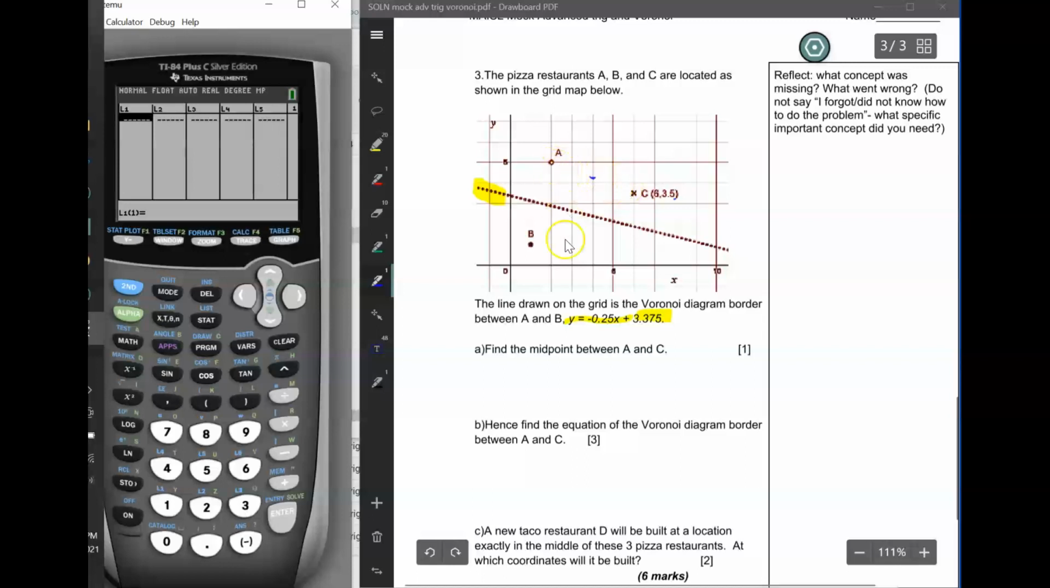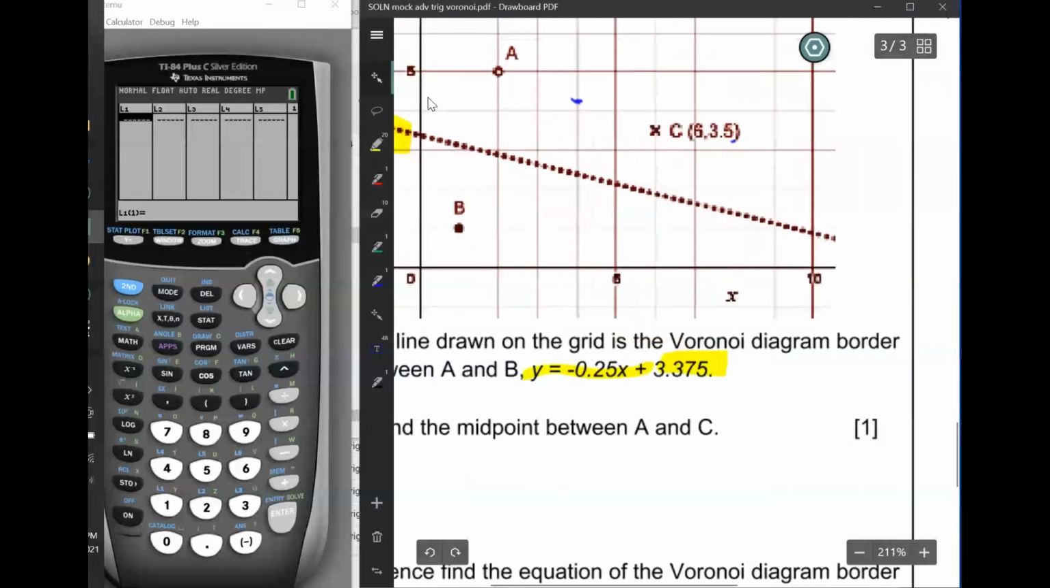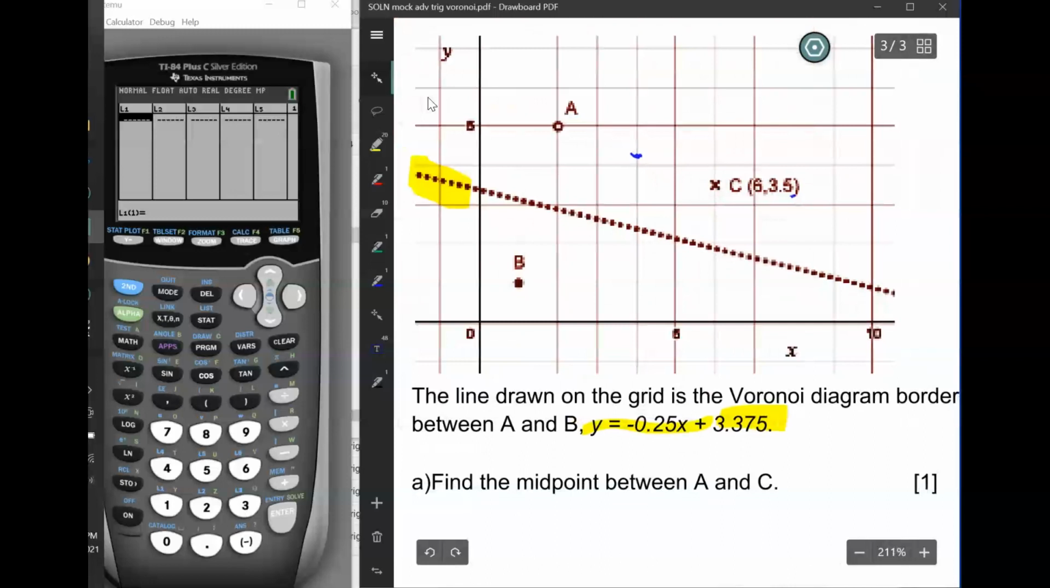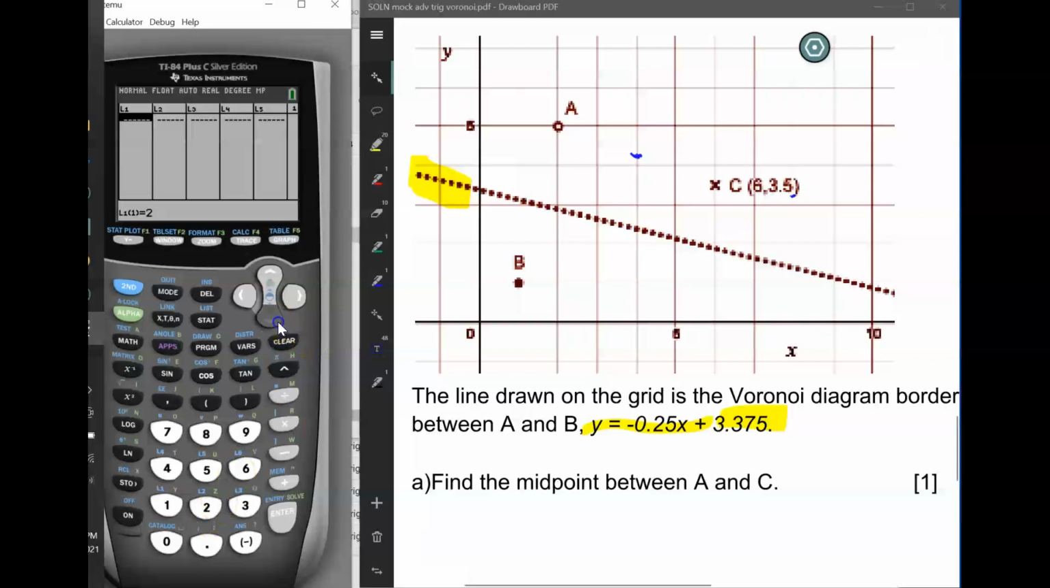The coordinates of A we can just get from the graph. This is a 5. Let me make it a little bit bigger, and then I think. Okay, so this is 5 and this is 5. So the A value would be 2, 5. So I'm going to put that in the calculator. 2, 5 for the A value, and then for the C value it's 6, 3.5.